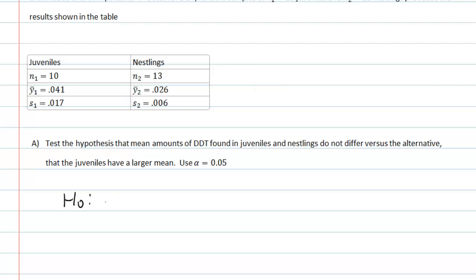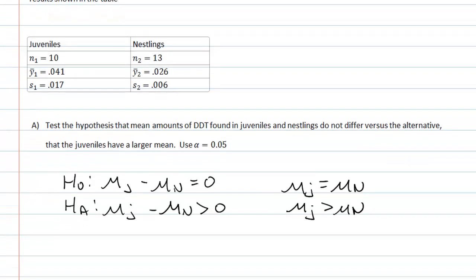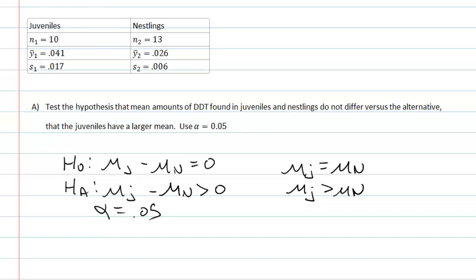Our null hypothesis is that the mean for the juveniles, I'll use a subscript J, minus our mean for the nestlings, I'll use a subscript N, is equal to 0, versus the alternative. In this case, the juveniles are greater than the nestlings, so this is greater than 0. If you like, you could write it by putting the nestlings on the right-hand side. I like to write it with them all on one side because it'll tell me what to use in the null hypothesis. Also, it looks like for this problem we're going to use an alpha of 0.05. We're ready to go. This is a 2-sample, one-sided.